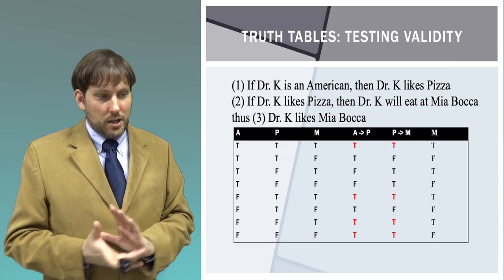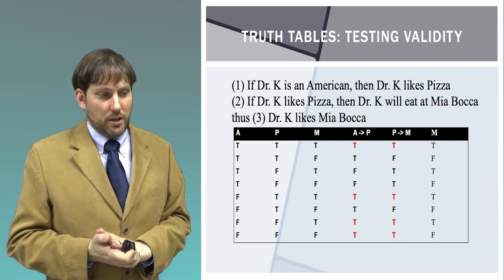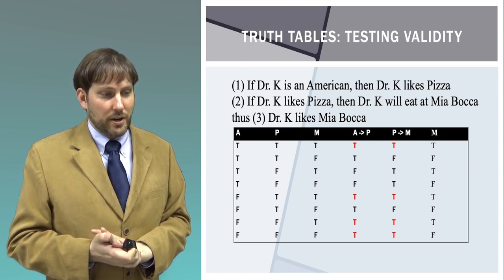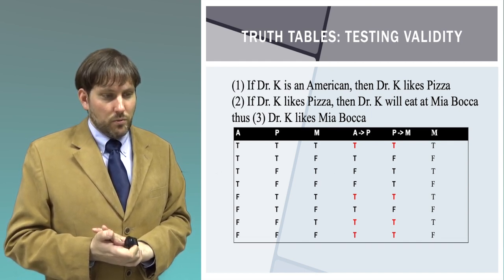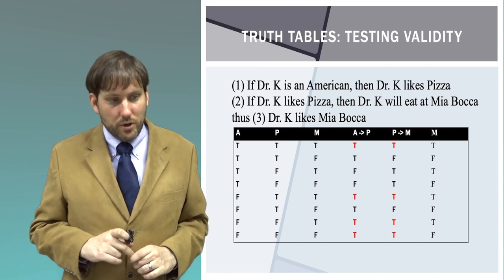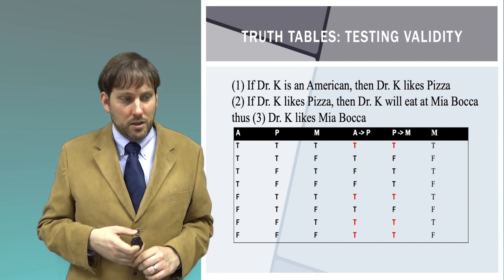Let's just look at a different table. Say if Dr. K is an American, Dr. K likes pizza. If Dr. K likes pizza, then Dr. K will eat at Mia Boca. Thus, Dr. K likes Mia Boca. So we're going to fix this argument slightly. So I'm going to make it so my conclusion matches Dr. K will eat at Mia Boca.